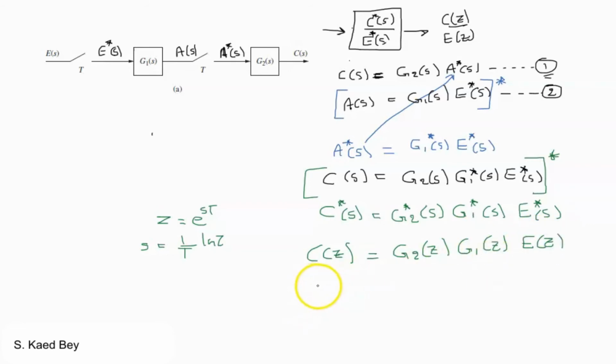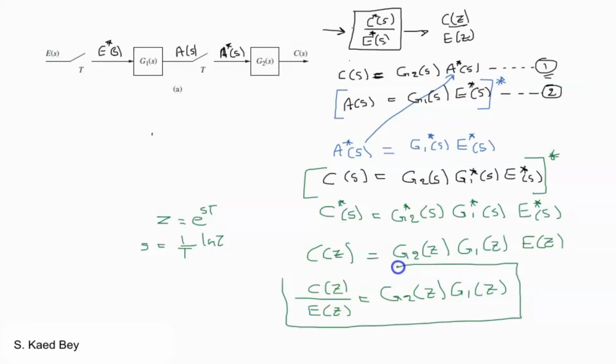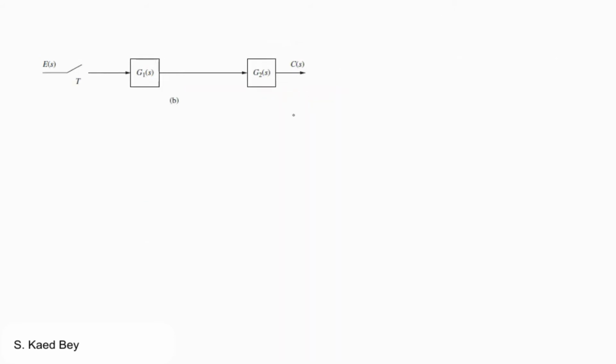Now we can express the output clearly in terms of the input E of Z, and the answer will be G2 multiplied by G1 on the Z domain. If we consider this sample data open loop block diagram, we notice that it comprises only of one sampler and two blocks in the continuous domain.